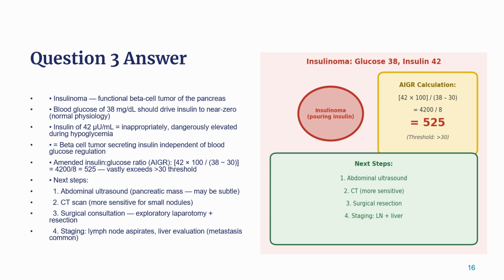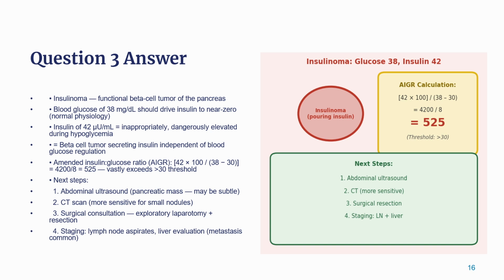When blood glucose drops to 38, every normal beta cell in that pancreas should be completely silent. Insulin should be near zero. Instead, it's 42. The tumor is pouring out insulin regardless of blood glucose, like a faucet that's stuck open. The amended insulin to glucose ratio makes this quantitative. A ratio of 525 is enormously above the diagnostic threshold of 30. This dog has an insulinoma until proven otherwise.